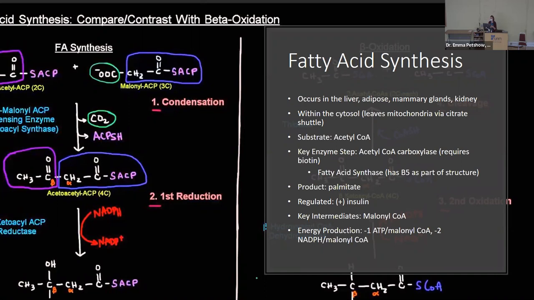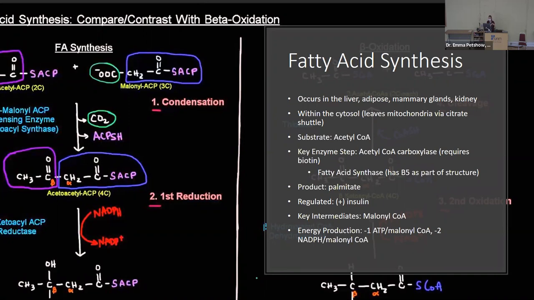It's going to occur within the cytosol again. Fats are going to leave the mitochondria via a citrate shuttle. Citrate is an important molecule because it can shuttle things in and out of the mitochondria. Our substrate that we start with is acetyl-CoA. We've seen acetyl-CoA before. We take acetyl-CoA that we get from our pyruvate oxidation. Instead of putting it through the Krebs cycle, we're like, we don't really need energy. We just ate like a feast. We're going to take some of this and store it as fat for energy. And that's how this process occurs.